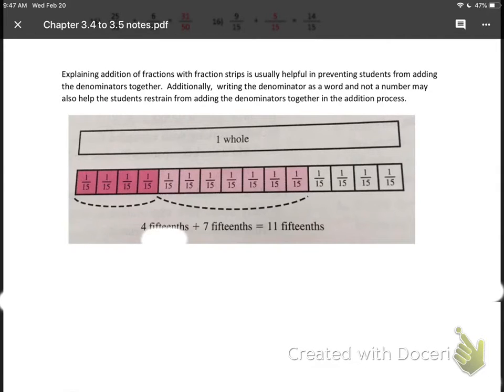I also think it's really helpful to use words for your denominators, because that makes it appear different than your regular addition. So here you would be less inclined to add that as a 15th to this. You would instead be inclined to add the 4 and the 7 and get 11. And once you've developed those good habits, then when you convert to not having your number line and your fraction strip, you may continue to do those good habits and not touch your denominator.